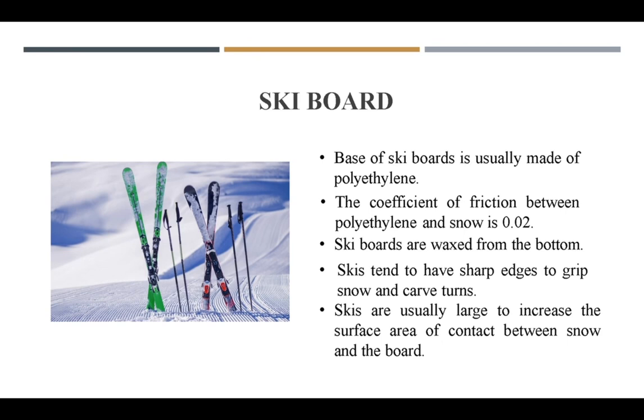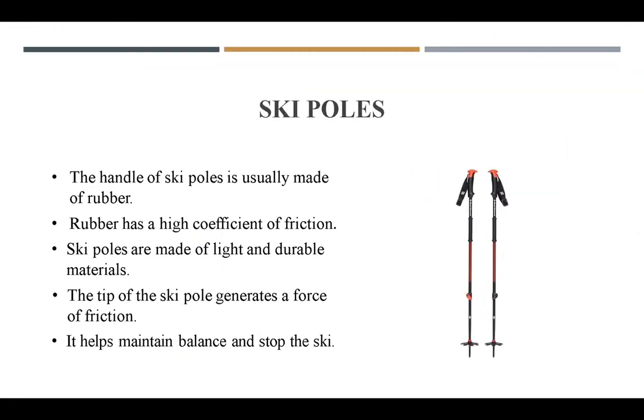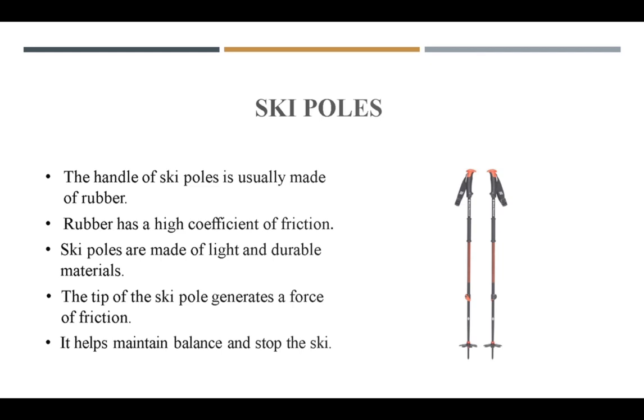In terms of safety, skis tend to have sharp edges. This is significant because it allows skiers to grip the snow in carved turns, allowing them to change direction and even stop the ski very quickly. Nevertheless, skis tend to be large because they increase surface area contact between the snow and the board. This increases the friction on the board, hence providing stability and increased control. In regards to ski poles, handles are usually made out of material such as rubber with a very high coefficient of friction, so the skier can hold onto the poles as easily as possible. Besides that, they're usually made out of lightweight and durable materials such as steel or carbide.